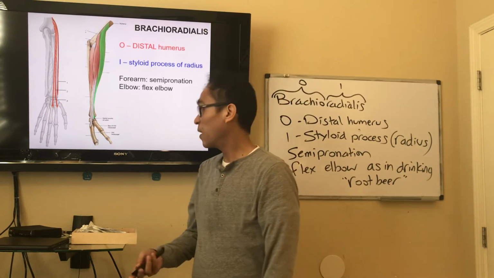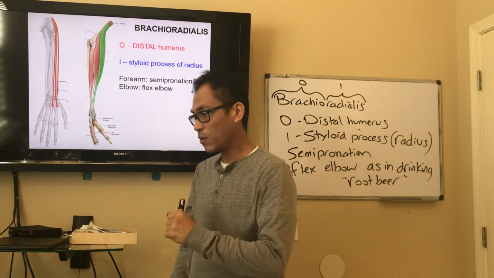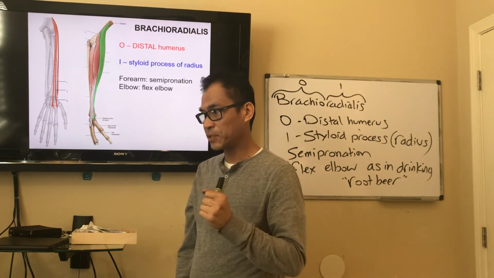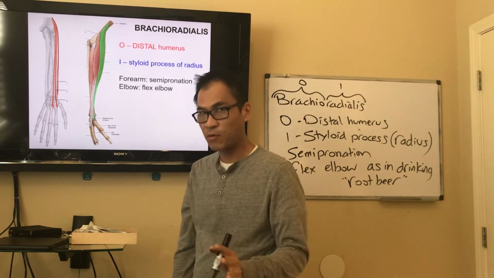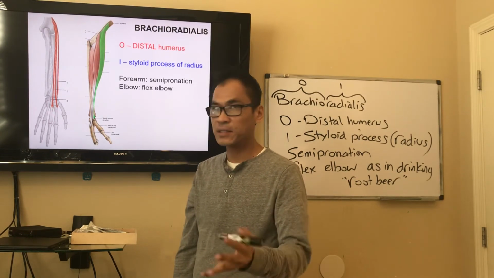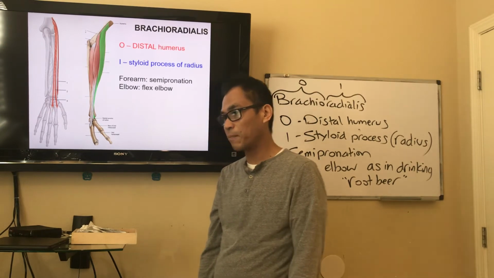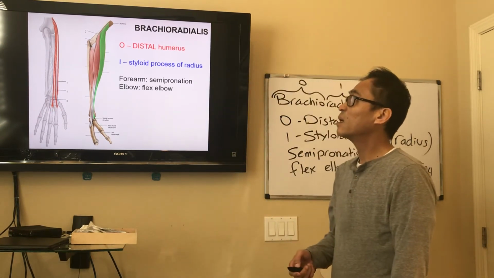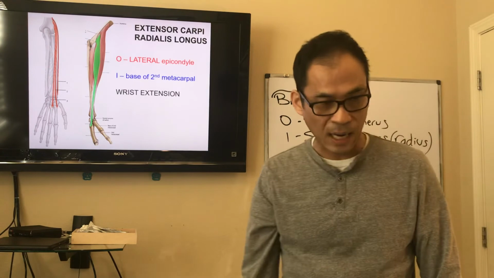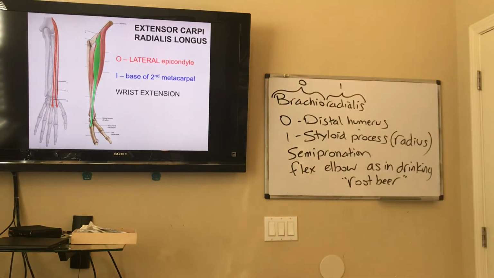Okay. The Brachioradialis. It's an exception muscle. It's a flexor. It doesn't cross the wrist, okay, but it's still part of this posterior compartment. Moving on. Extensor Carpi Radialis Longus. Going in order.